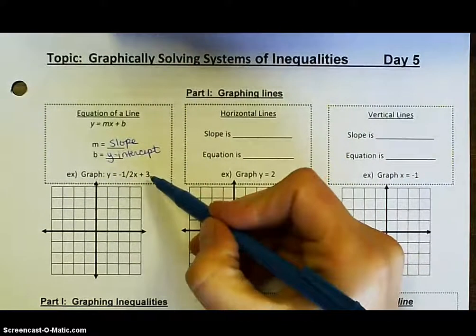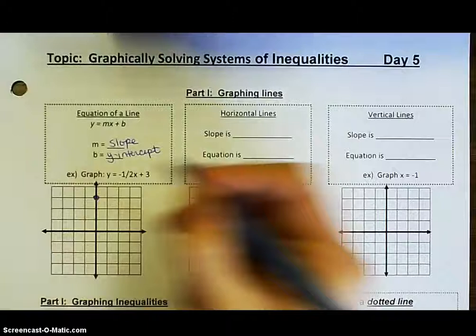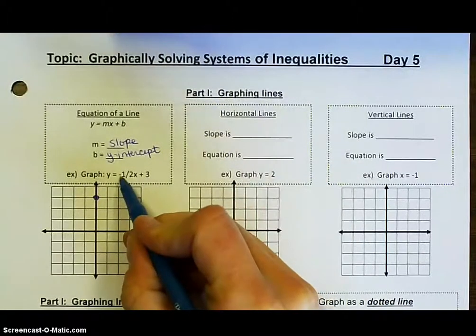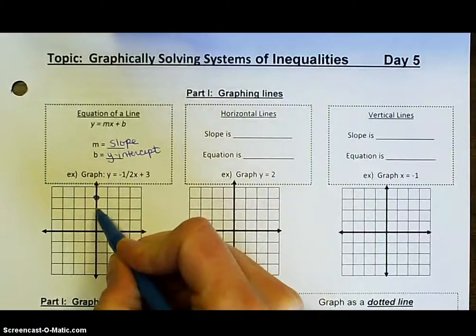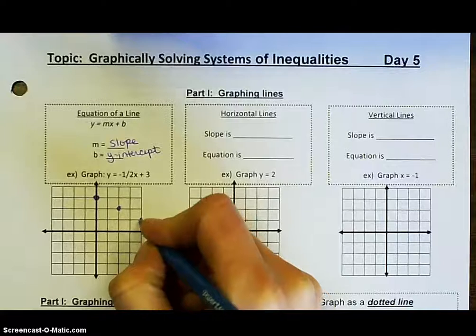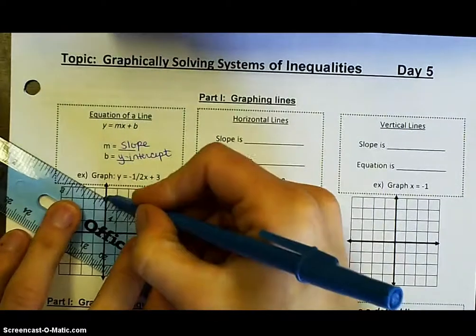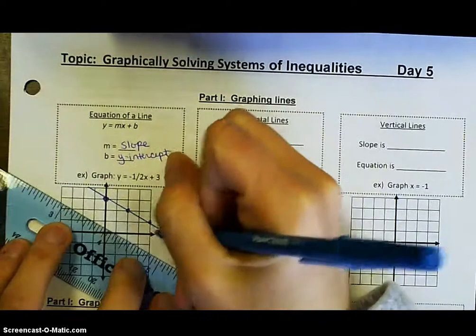Okay, so the way that's going to work, if you're told to graph y equals -1/2 x plus 3, that means you're going to start at your y-intercept. In this case, it's going to be +3. And then you're going to use your slope. So your slope is -1/2. So down 1 to the right 2. Down 1 to the right 2. And then you're going to simply just connect your dots. And you've got your line.